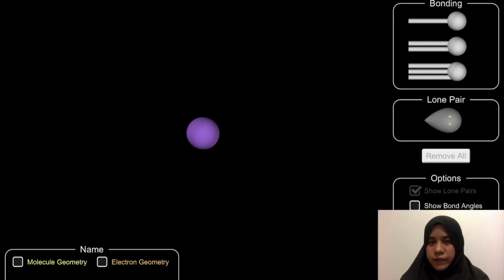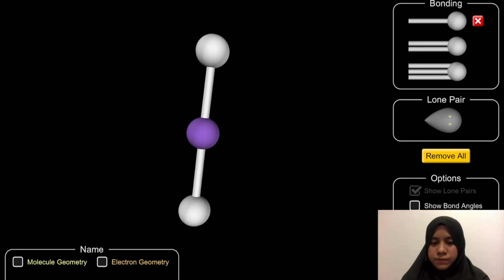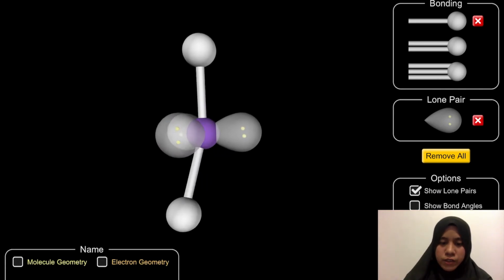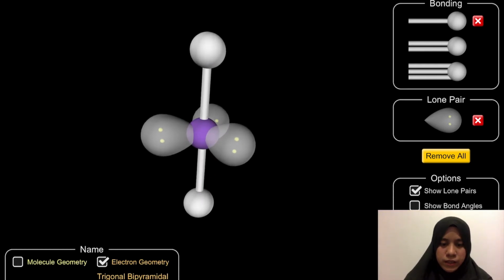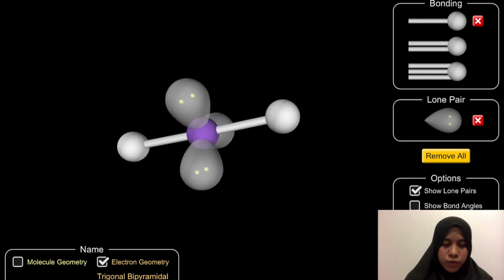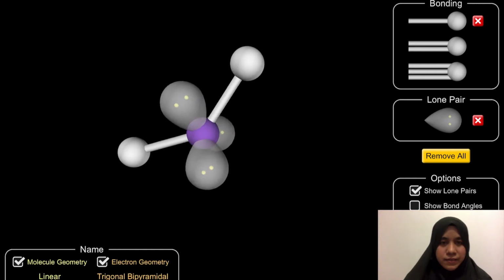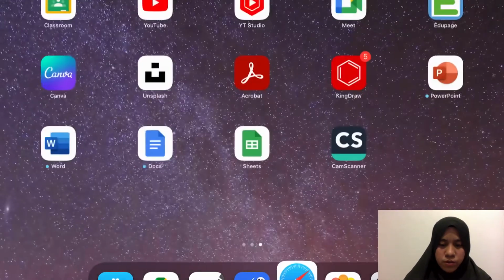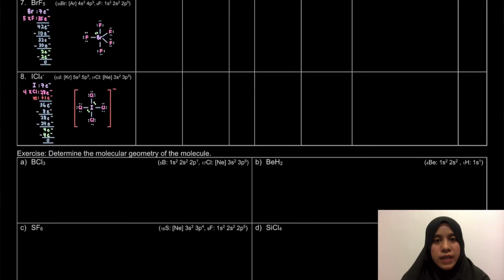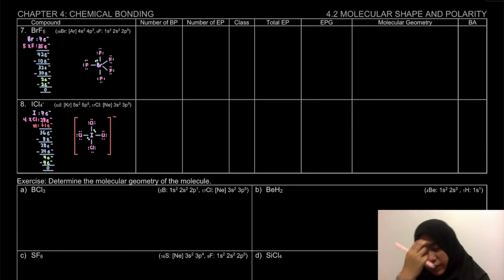So, I have XeF₂. 1, 2 bonding pair. Ada 3 lone pair. Okay, so kita tengok dekat sini. Electron geometry kita trigonal bipyramidal. Okay, tapi shape dia, molecular geometry kita adalah linear. Okay, so back to our notes. Kita tengok untuk octahedral. So that's for the case of trigonal bipyramidal. Itu saja kita belajar. Okay, next untuk octahedral pula.